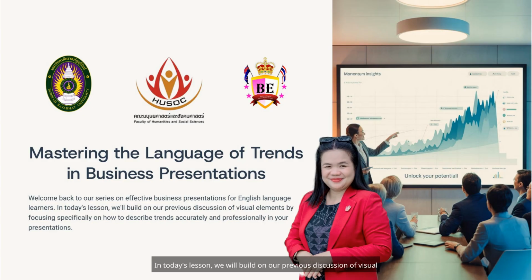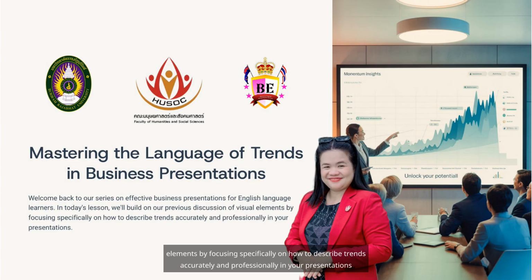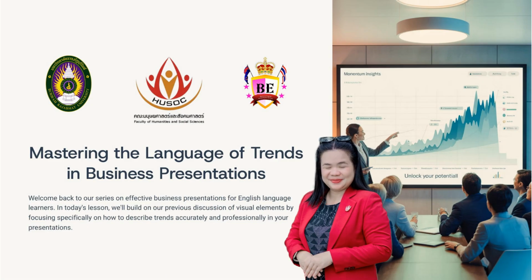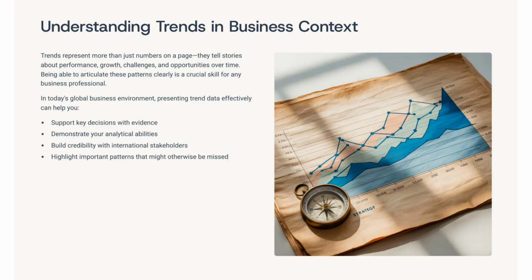In today's lesson, we will build on our previous discussion of visual elements by focusing specifically on how to describe trends accurately and professionally in your presentations. Trends represent more than just numbers on a page. They tell stories about performance, growth, challenges, and opportunities over time. Being able to articulate these patterns clearly is a crucial skill for any business professional.